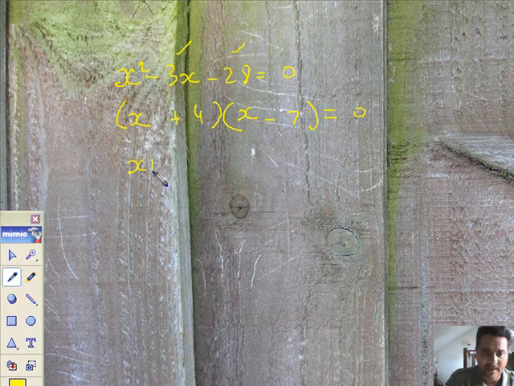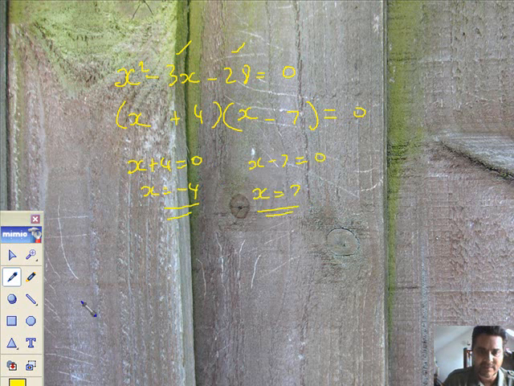Okay, so each little bit then. X plus 4 is nothing, so x is going to be nothing, take away 4, minus 4. This one, x minus 7, also 0. Take the minus 7 next door and add it, plus 7. There's 2 solutions. Thank you, give me grade B.